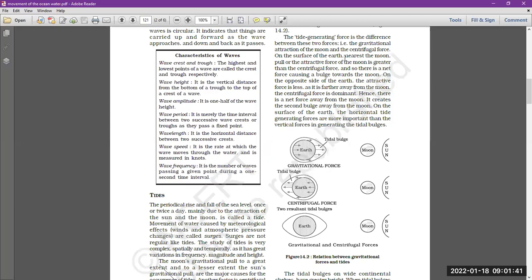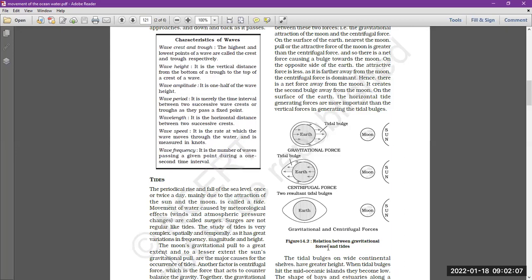On the surface of the earth nearest the moon, the pull or attractive force of the moon is greater than the centrifugal force, and so there is a net force causing a bulge towards the moon. On the opposite side of the earth, the attractive force is less as it is farther away from the moon, and the centrifugal force is dominant. Again look at this figure 14.2. You can see the first one, that is the gravitational force exerted by the moon on the surface of the earth.